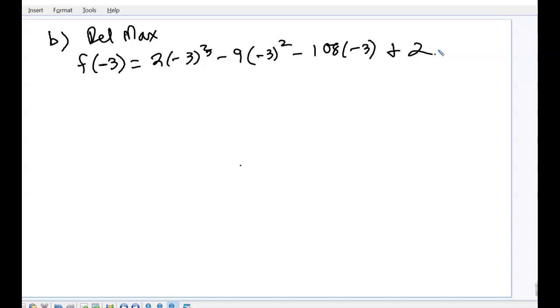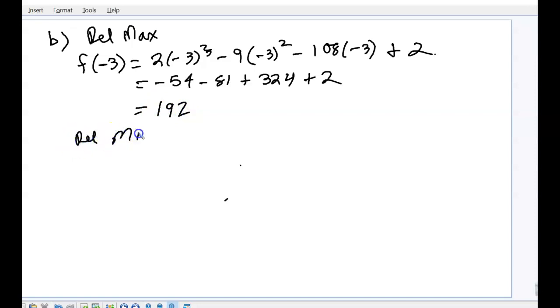Okay, so now if I evaluate this all, I'm going to get negative 27 times 2 is going to be negative 54. This is going to be positive 9 times negative 9 is negative 81. This is going to be positive 324. And I have a plus 2. So therefore, negative 54 minus 81 plus 324 plus 2 gives me a y-coordinate of positive 192.